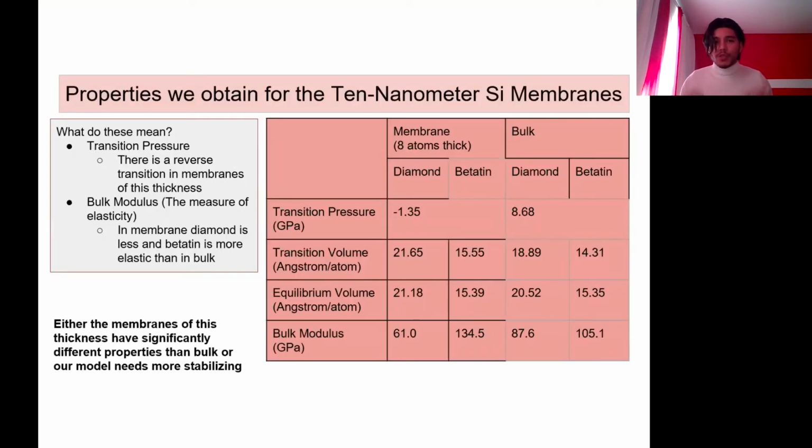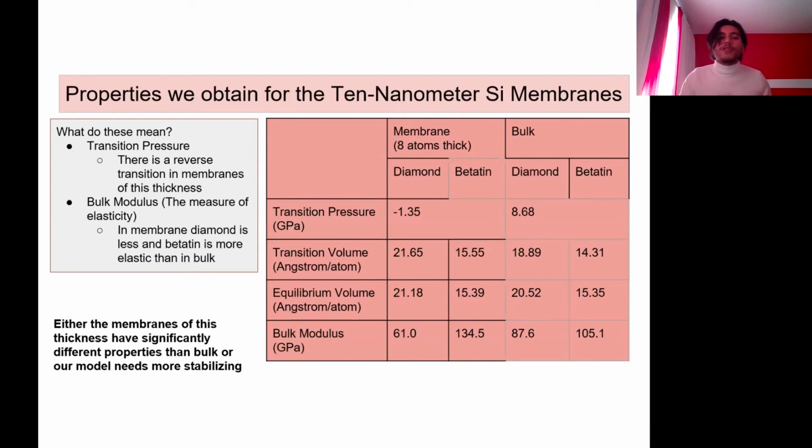After running the calculations, we ran calculations for both the membrane model, at 8 atoms thick, and for bulk. Since we don't have much time, I'm just going to summarize some of the properties that popped up. One that really popped up was the transition pressure, which for the membranes was negative and for the bulk was positive. This seemed to suggest that there was a reverse transition in the membranes compared to bulk.